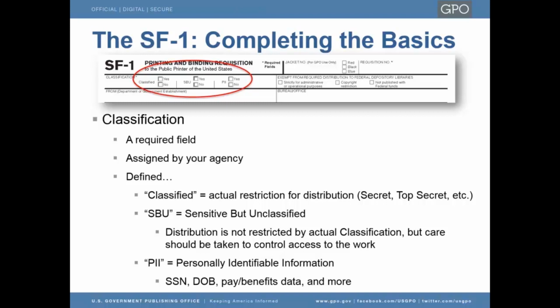Finally, does your work include personally identifiable information, or PII? This is usually content that identifies a citizen, such as a social security number, birth date, pay benefits data, etc. Different agencies have different levels or definitions of what constitutes PII, so be sure to consult with your agency's privacy officer when making this determination.